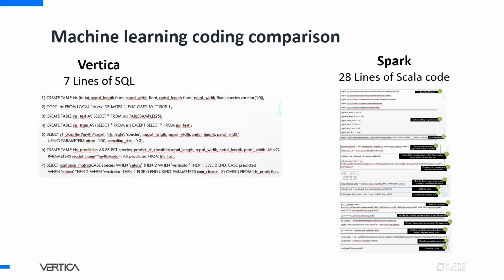What I'm trying to showcase here is that if you compare Vertica's machine learning, the coding required in Vertica is quite less as compared to any other popular platform available. The number of lines of code you would require is quite less as compared to other tools. We want to make things simple and faster.